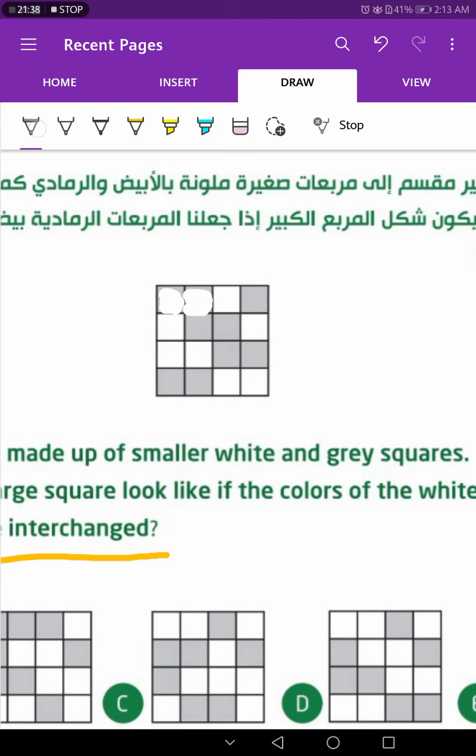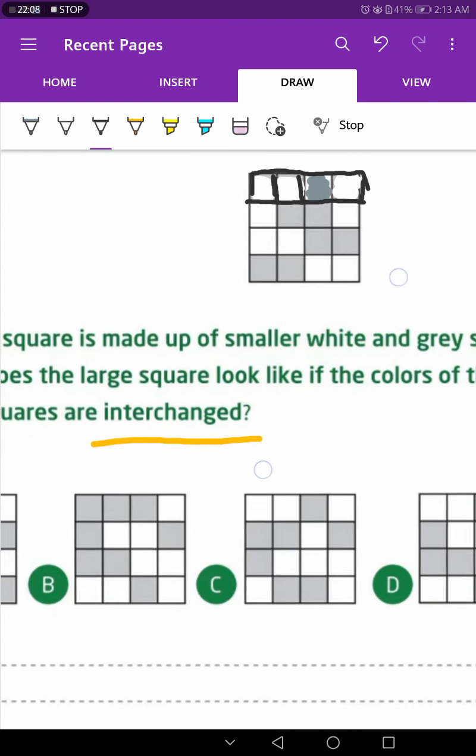Any gray square you have to change to white, and the white is interchanged to what? To gray, and the gray is interchanged to what? To white. Oh my god. So if I interchange all of them, but how do I know the right answer, my dear students? You have to check the first row. Which one matches the first row? Let us check one by one.